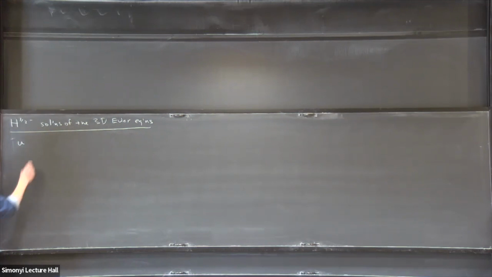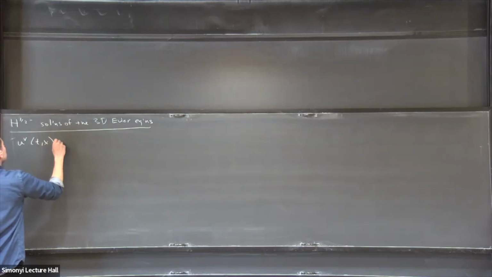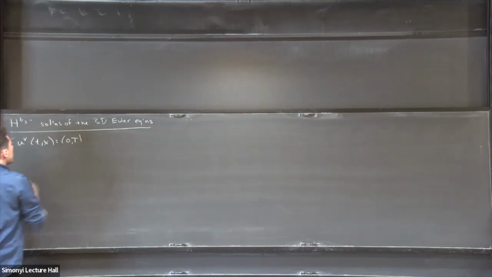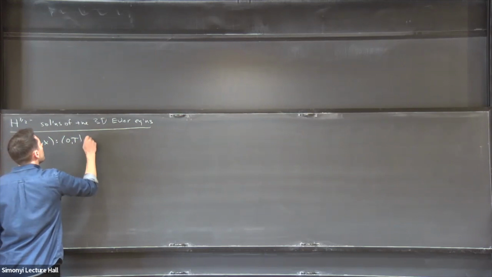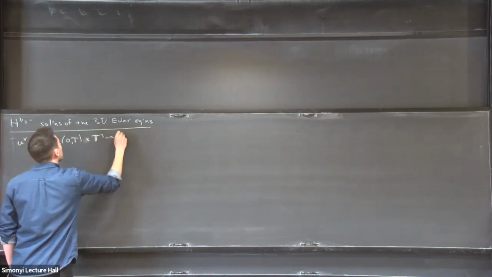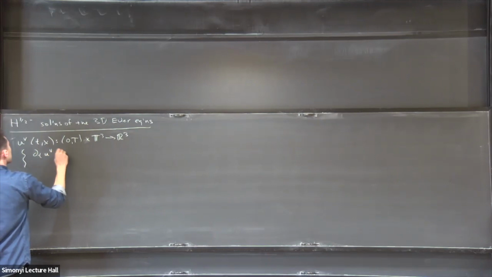So the unknown is some velocity vector field u^ν, I'll say what that parameter is in a second, a function of t and x. t belongs to some finite time interval, and x for me will live in the three-dimensional torus throughout this talk. And the equations look like this.